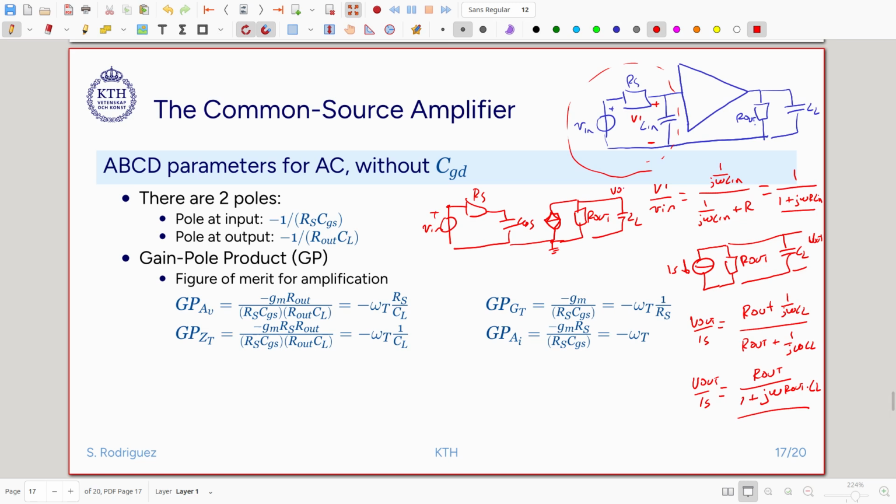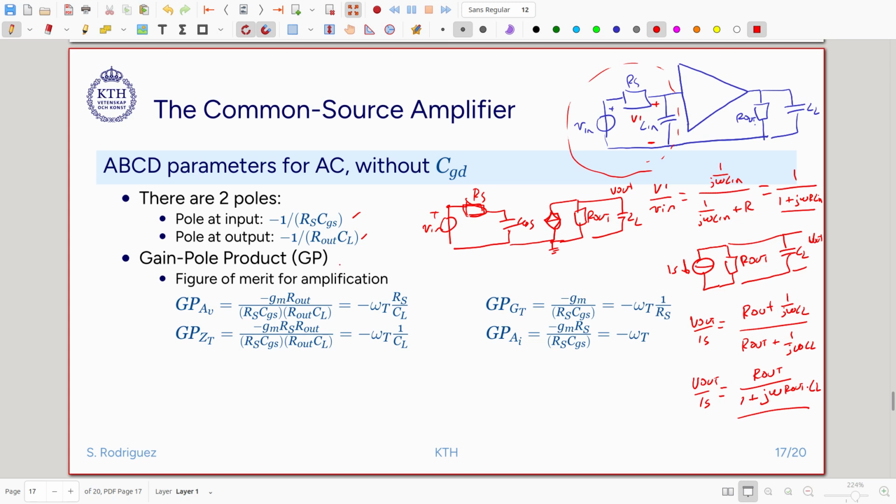As you see, we call it V out. Here we have one pole that depends on the source resistance and the CGS, and another pole at the output. So input pole and output pole. And that's it. We have these 2 poles, we have some gain.